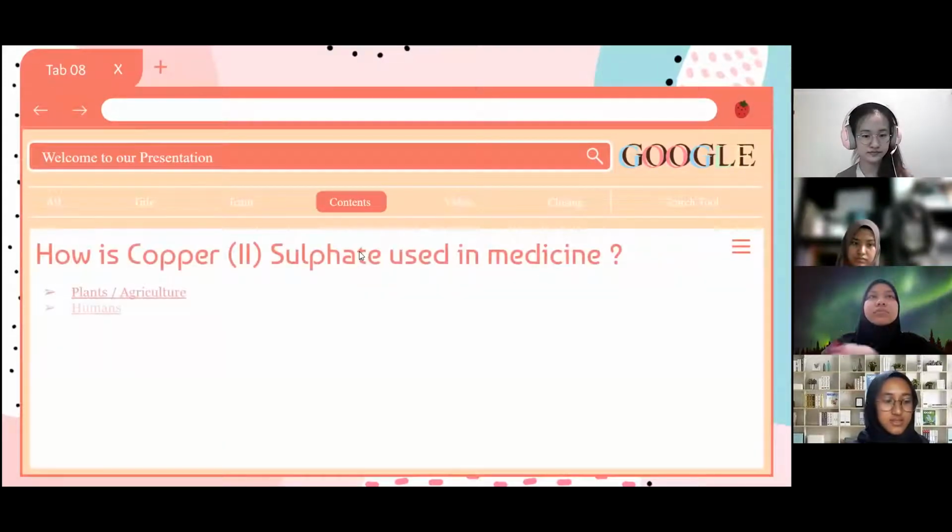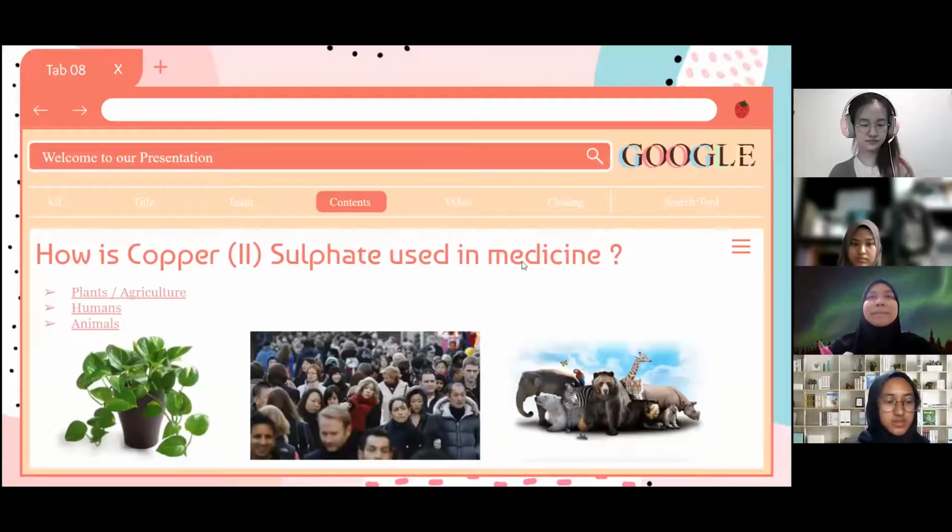Next, we are going to talk about our main topic, which is how copper sulfate is used in medicine. We are going to divide this into three, which is plants, humans, and animals. I'm going to present about plants. Xuie is going to talk about humans, and Afriza is going to talk about animals. Next.